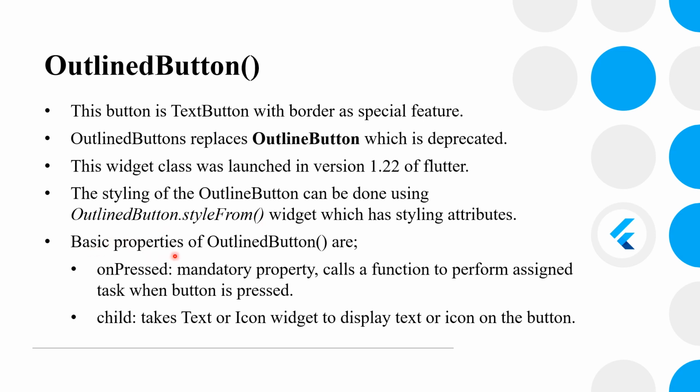Similar to text button, it has the basic property onPressed, which is compulsory, which calls a function to perform a certain assigned action, and child, which takes text or icon to display on the button.